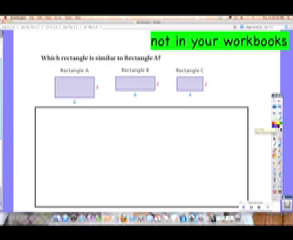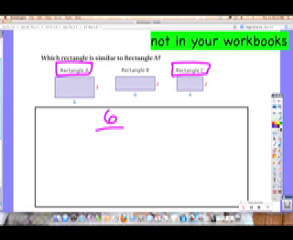Right? So this one, do you agree with Joey? 6 over 3 would equal 4 over 2. We can cross multiply with 6 times 2, 3 times 4. Or what's 6 divided by 3? 4 divided by 2. That also equals, so whatever you're comfortable with.